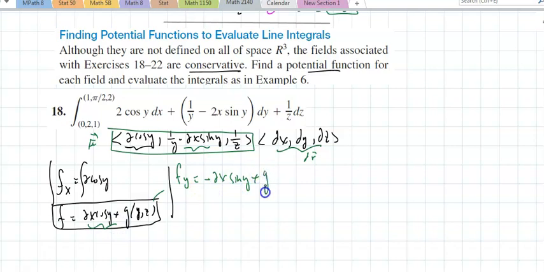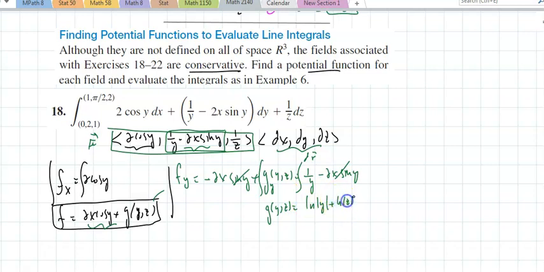So, if I take a partial with respect to y of this, that is negative twice x the sine of y plus the partial with respect to y of g of yz. That should equal this component, 1 over y minus 2x the sine of y. Those cancel out. And when I integrate with respect to y, I will get g of yz equal natural log of absolute value of y plus some function of z. So now this is slightly different.